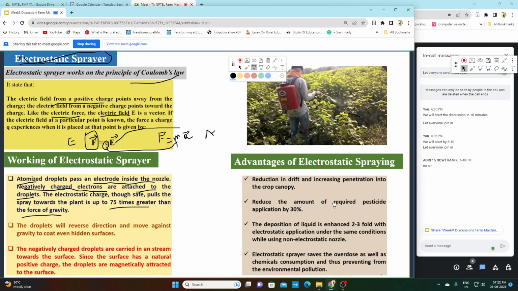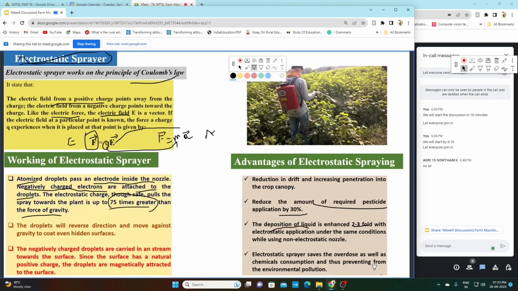Second thing is, reduce the amount of pesticide application by 30%, as the pesticides are not falling onto the ground by gravity, so we can reduce the amount of pesticide by 30%. Third is, deposition of liquid is enhanced 2-3 fold because of this 75 times more electrostatic force than force of gravity. That is why the deposition of liquid is enhanced.